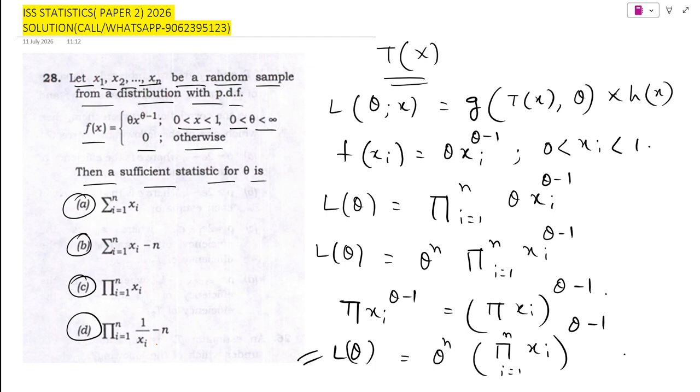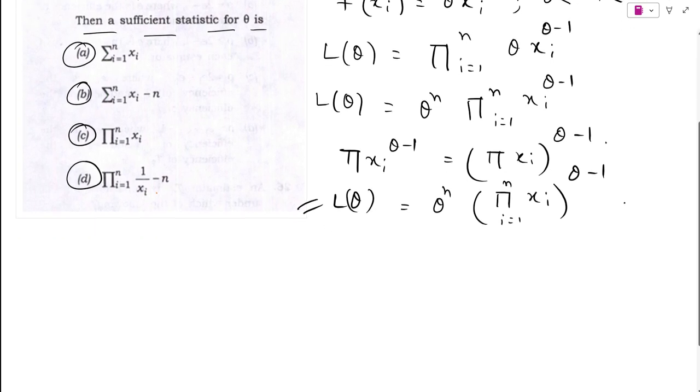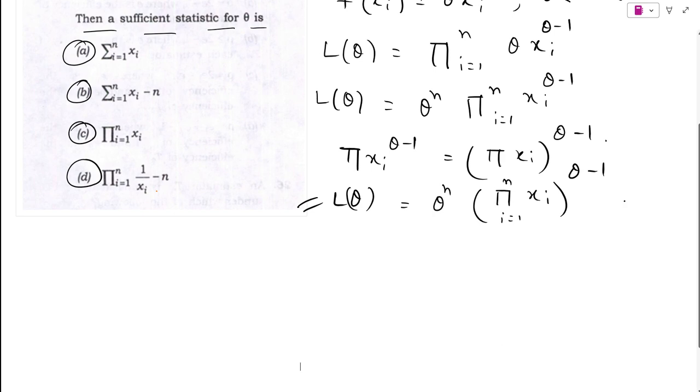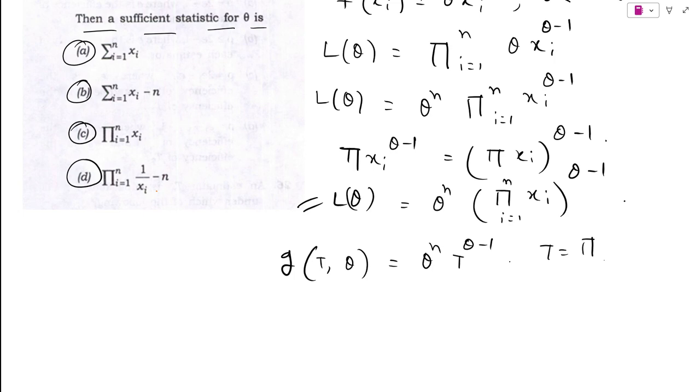Now observe the likelihood carefully. The parameter theta appears only through the product of the xi, from i equal to 1 to n. And therefore we can write L of theta as theta to the power n times t to the power theta minus 1, where t is the product of xi from i equal to 1 to n, and h of x is 1. So by the factorization theorem, t equal to the product of xi is a sufficient statistic.